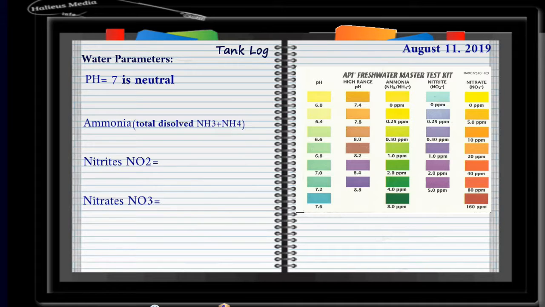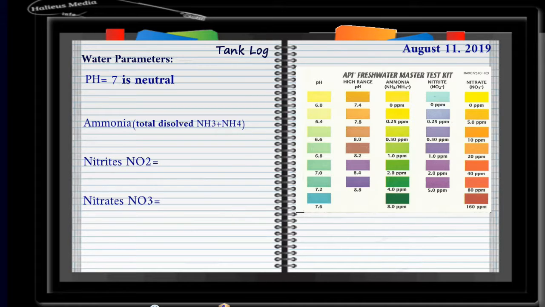So the third column down is your total dissolved NH3 and NH4, or ammonia. Ammonia is what's excreted in urine, and it's good fertilizer for the plants. It can also be excreted in a little more concentrated form in fish poop as well. And that is a good thing to have to fertilize your plants, but not in excess.